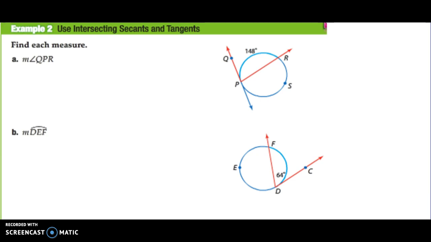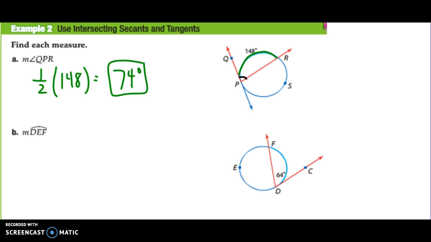So let's look at this one right here. In example A, or example 2, letter A, we're looking for the measure of QPR. So I'm looking for this angle right here. Well, our last theorem, 10.13, says that it's going to be half of 148. So all I have to do is 1/2 times 148. And that's going to be 74 degrees.